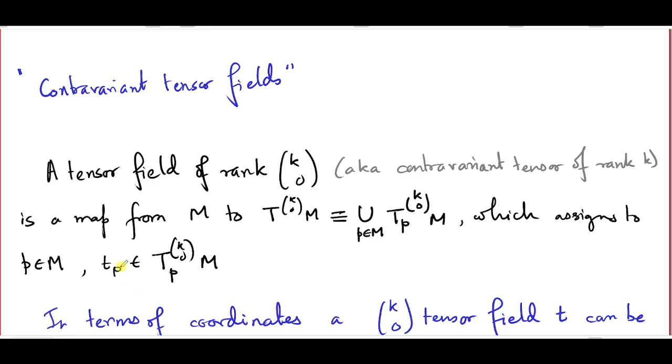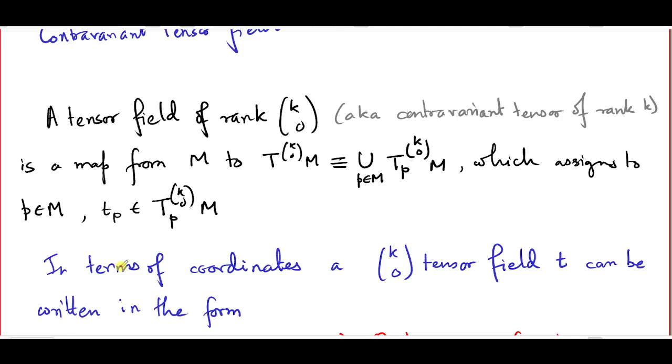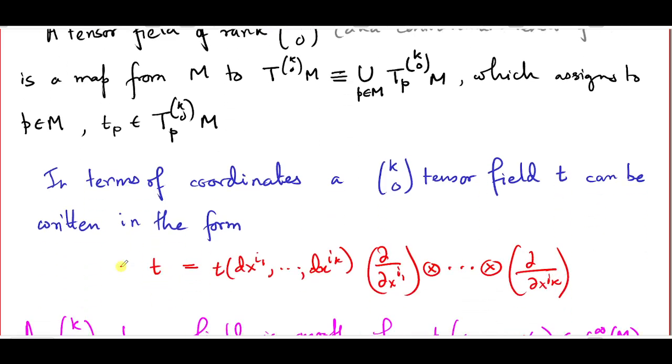Note that this is exactly similar to the way in which we defined 0k tensor fields. The only difference here, of course, is the rank or kind of tensor that is being assigned at every point. Now, in terms of coordinates, a k0 tensor field T can be written in this form: T = T^{i1...ik} ∂/∂xi1 ⊗ ... ⊗ ∂/∂xik. When you feed the tensor field T a bunch of covector fields, or rather a bunch of one forms, what you get is a function.